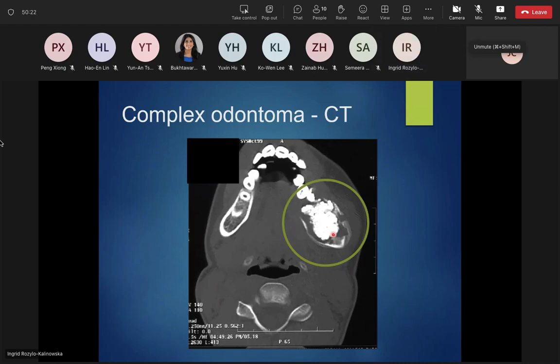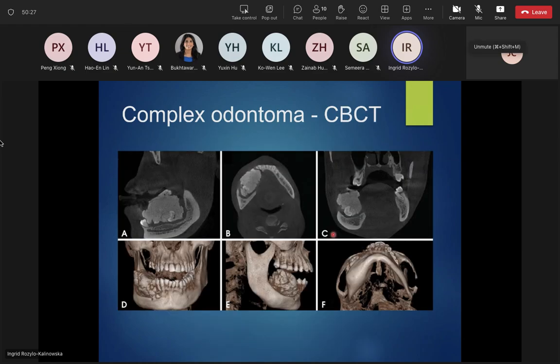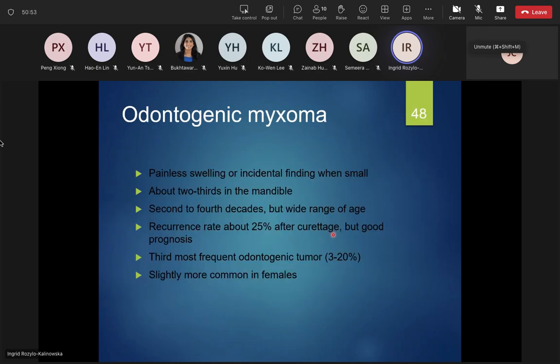And here's another complex odontoma. So, as mentioned, these lesions are pretty frequent, and they are quite easy to recognize. And of course, there's no reason for anxiety of the patient, because this will not grow, and this will not turn into a malignancy. But of course, in many cases, it requires excision, surgical removal.